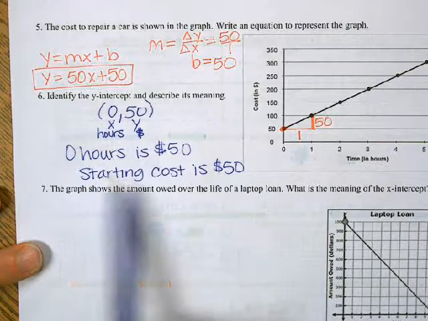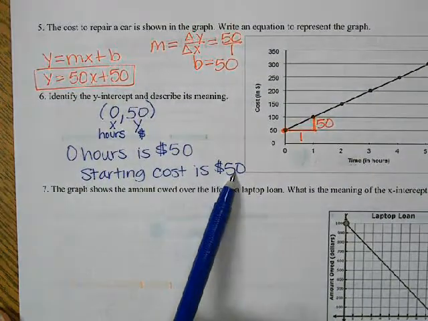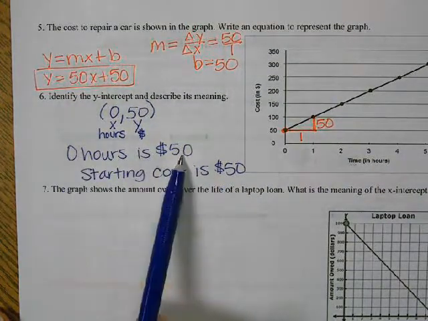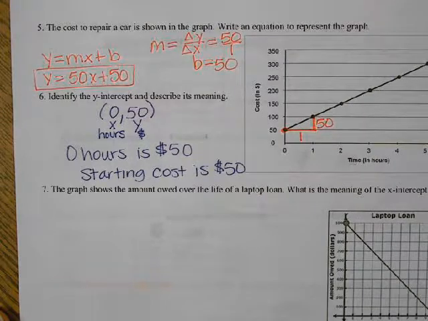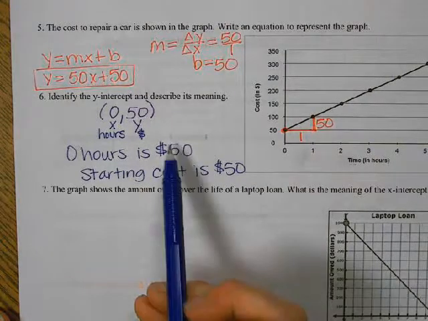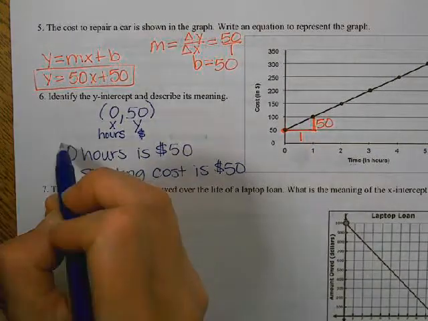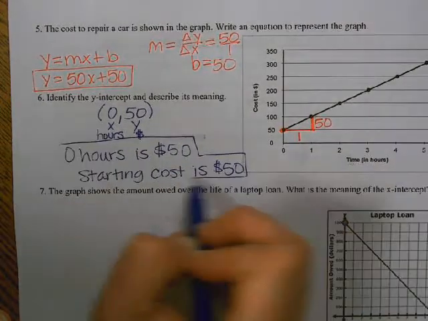Okay, now that's what you'll probably see as an answer choice, but if you put 0 hours as $50, that's not incorrect either, okay? These two things mean the same thing. So I would take either answer.